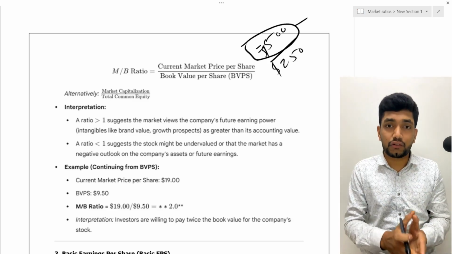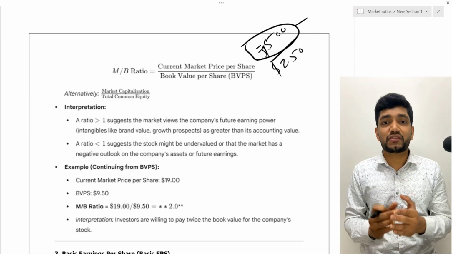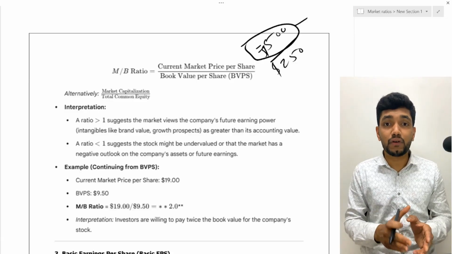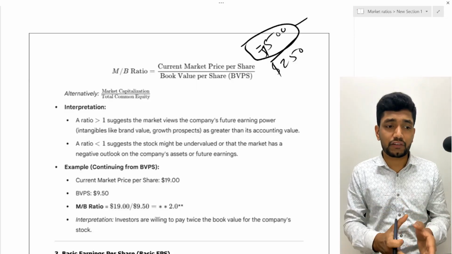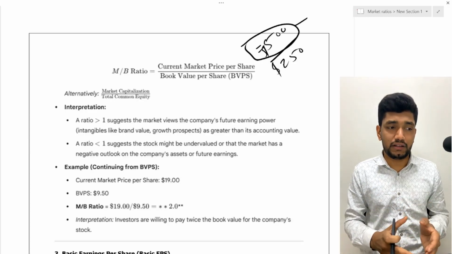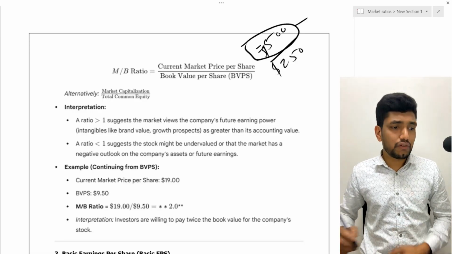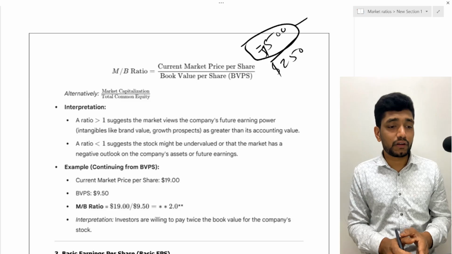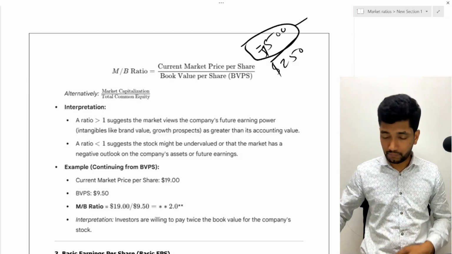There is a negative side also. It can be due to some speculation effect also. So before investing in a share, we cannot just decide based on the market to book value. Maybe the price increased due to inflation, or speculation is also a factor, so the ratio can be greater than 1. If the ratio is less than 1, it indicates that the stock may be undervalued, or that the market has a negative outlook on the company's assets or future earning.